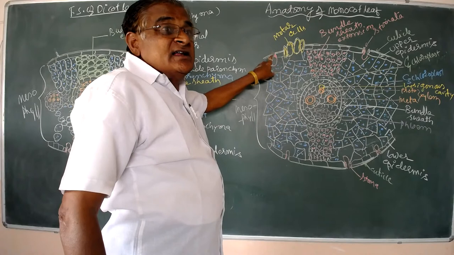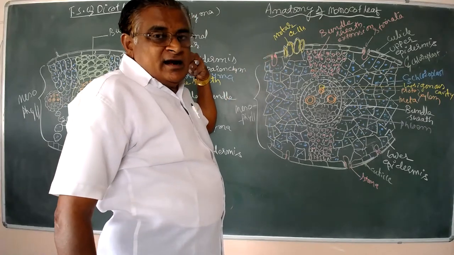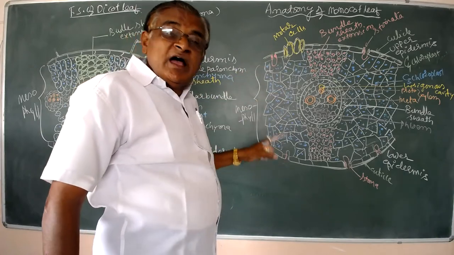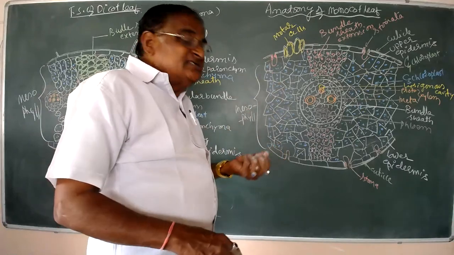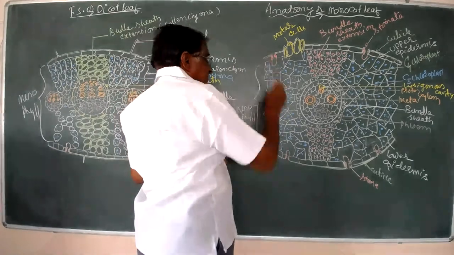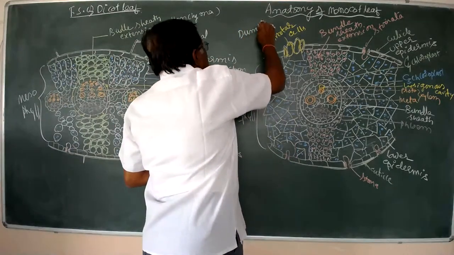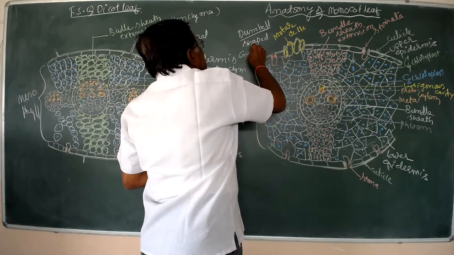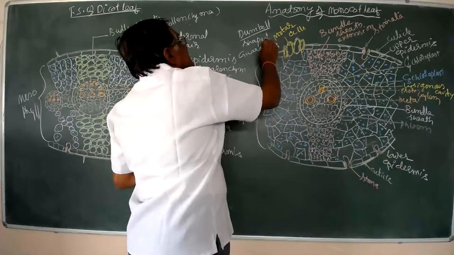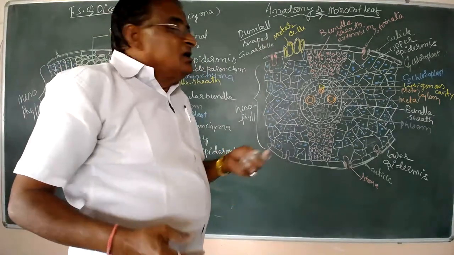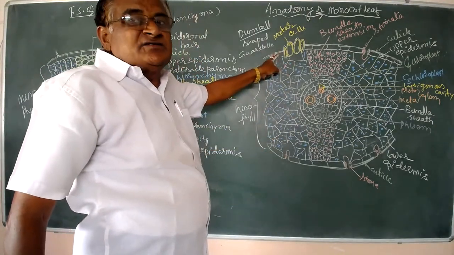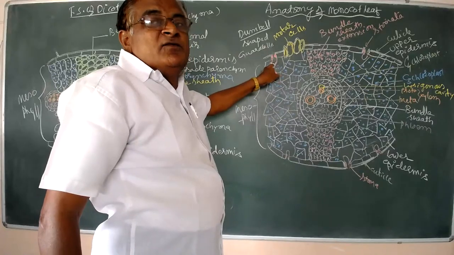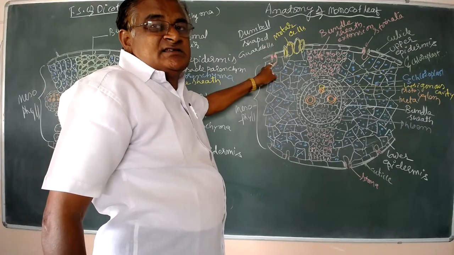And these stomata are restricted. In case of the dicot leaf, it is usually restricted to the lower epidermis. But here both the epidermis, upper and lower, have the stomata. Here the stoma is guarded by two guard cells. They are dumbbell shaped guard cells. The function of the stomata will be the same, that is exchange of gases and transpiration.